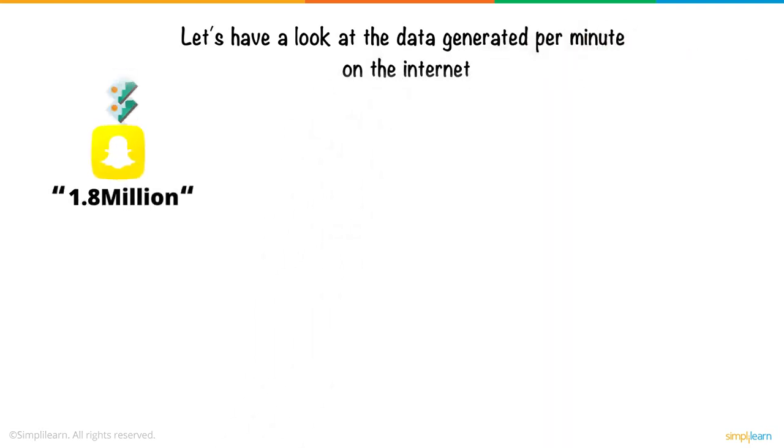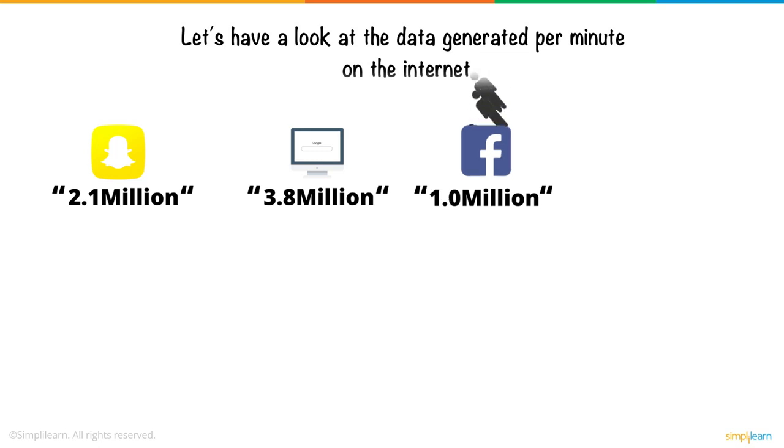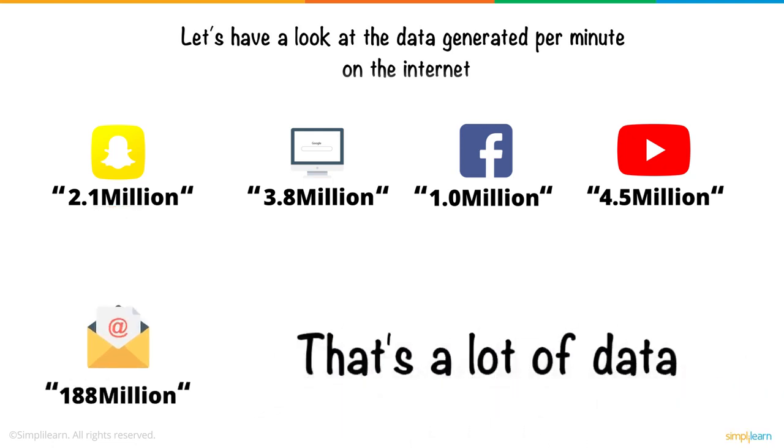2.1 million snaps are shared on Snapchat. 3.8 million search queries are made on Google. 1 million people log on to Facebook. 4.5 million videos are watched on YouTube. 188 million emails are sent. That's a lot of data.